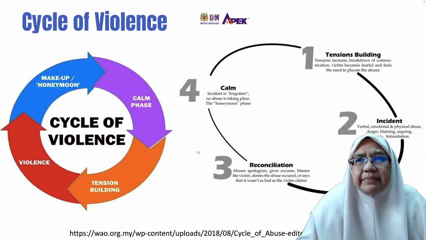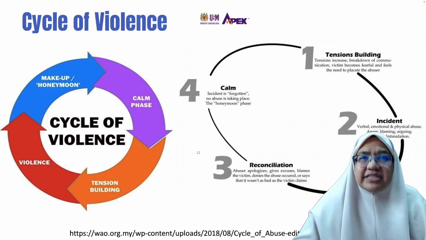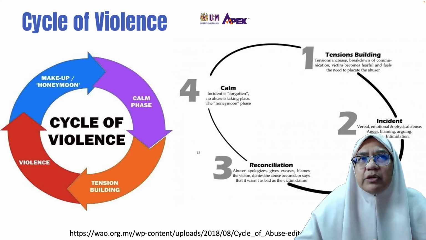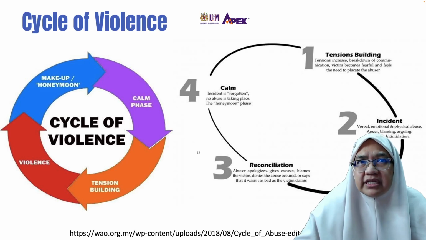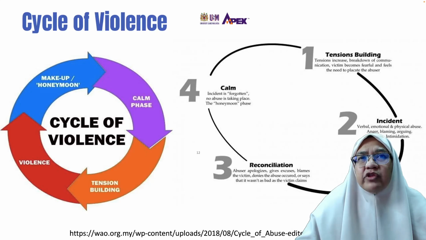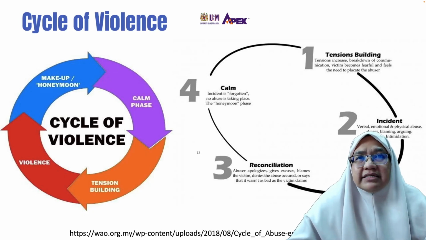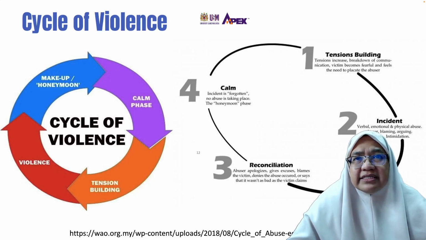All right. What happens after the violence? After the violence happens, this is the phase we call reconciliation. This is the third phase, or in simpler words, people call it the honeymoon phase. This is where the perpetrator will apologize for the mistake that he made and the violence that he committed.